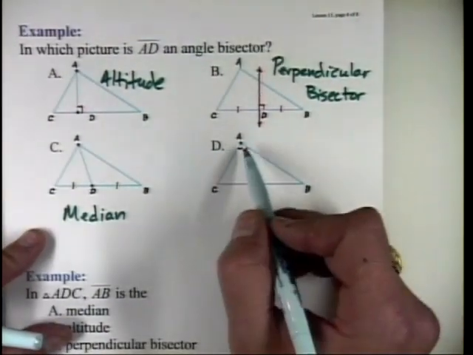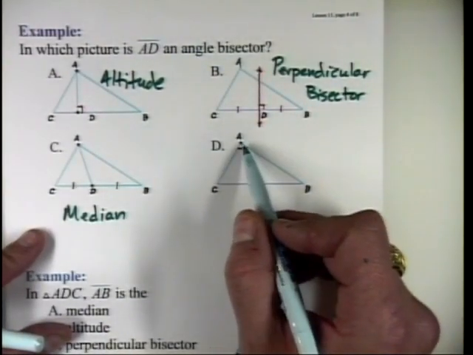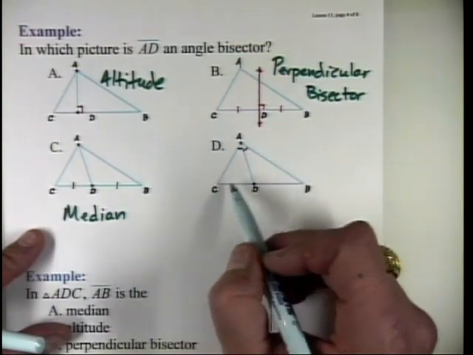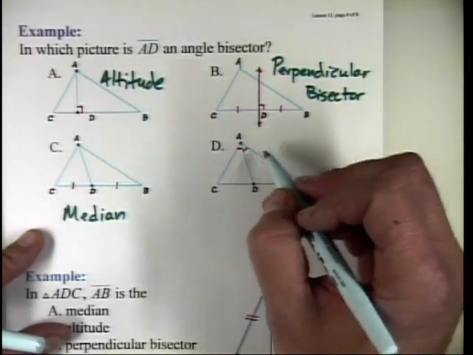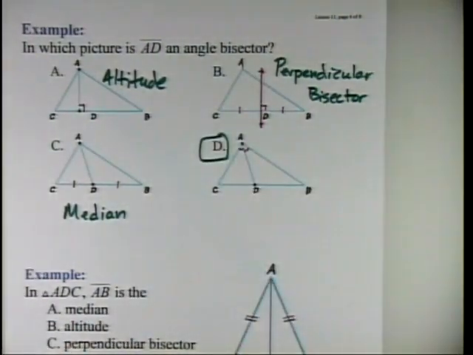Let's see why. Notice the tick marks that are drawn in here. So segment AD makes angle CAD and angle DAB the same measure. So this must be an angle bisector. So the correct answer choice is D.